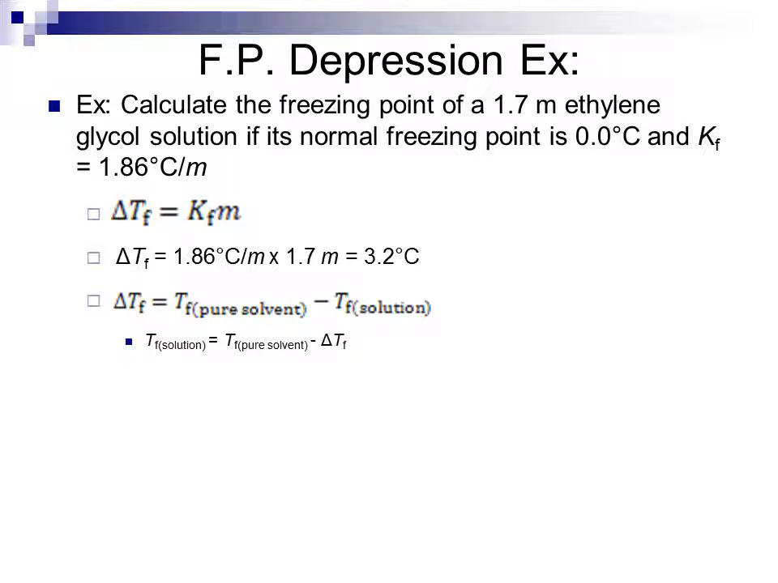So here, in order to find the freezing point of the solution, we will take the freezing point of the pure solvent and subtract out the change. In this case then, the freezing point of the solution is going to equal 0.0 degrees Celsius minus 3.2, or a minus 3.2 degrees Celsius freezing point for the solution.